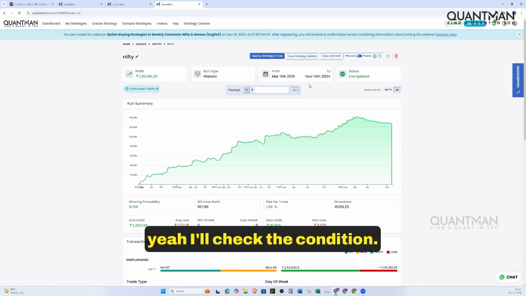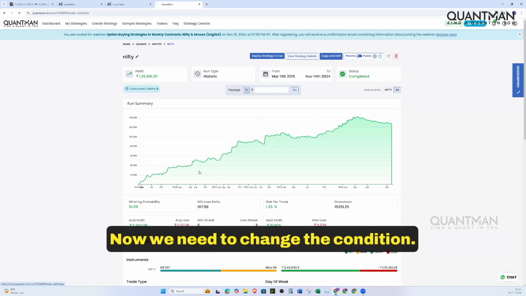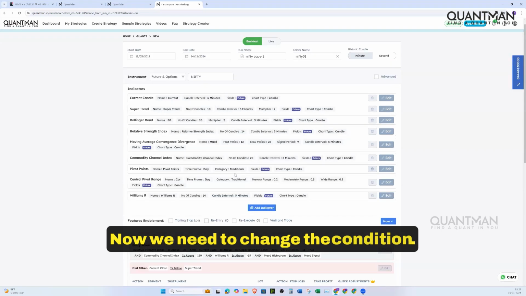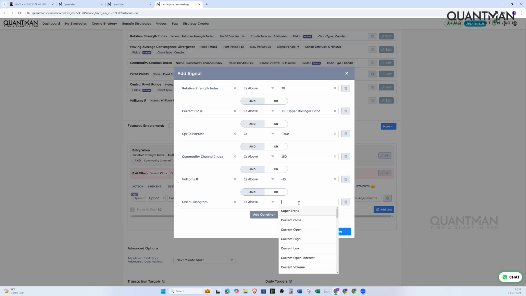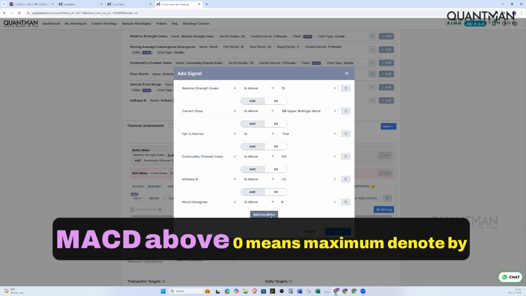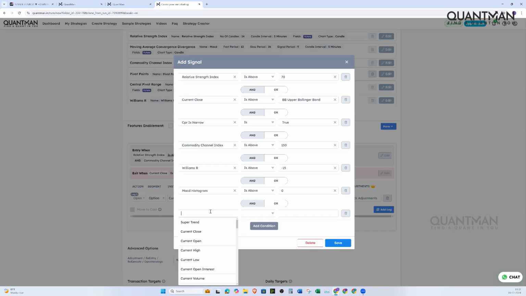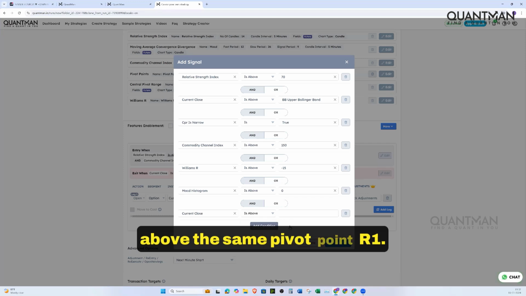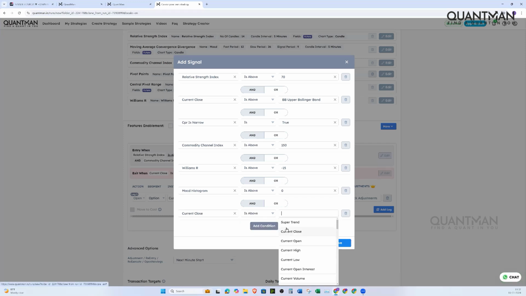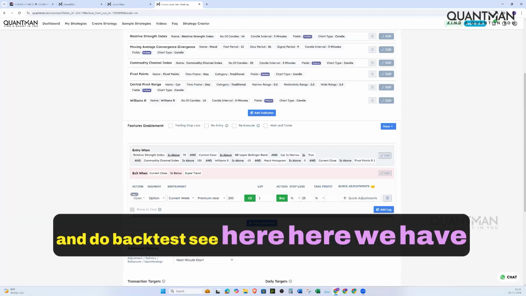Okay, I'll check the condition. Now this is the first backtest. Now we need to change the condition. Here I am adding MACD. MACD above 0 means it denotes a buy condition. Also I am using another one: current candle close is above the pivot point R1. And do backtest.